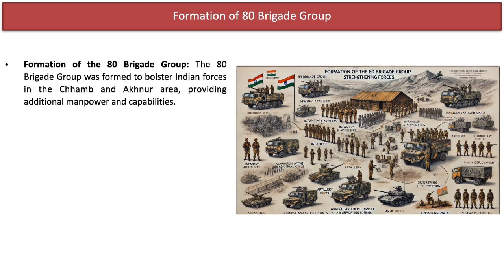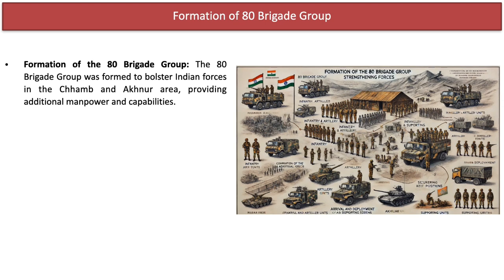And with the 80 Brigade Group in place, the Indian Army gained significant reinforcements. This meant more soldiers on the ground, ready to defend key positions and launch new offensives. But it was not just about numbers. The brigade brought a variety of capabilities that were crucial for the operation in Chhamb and Akhnur. There were units skilled in close quarter combat, artillery teams capable of providing heavy fire support, and engineers who could help to fortify positions and clear obstacles.